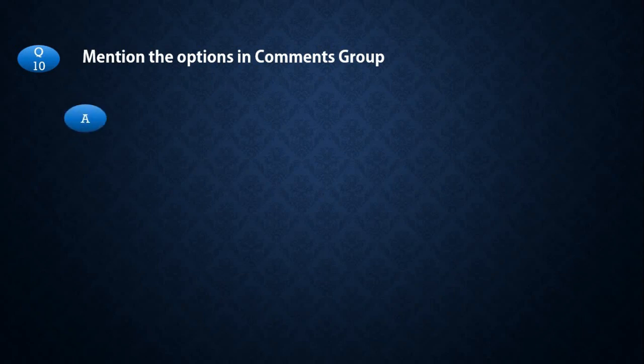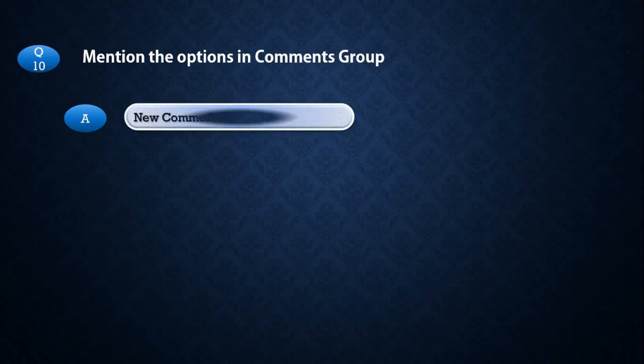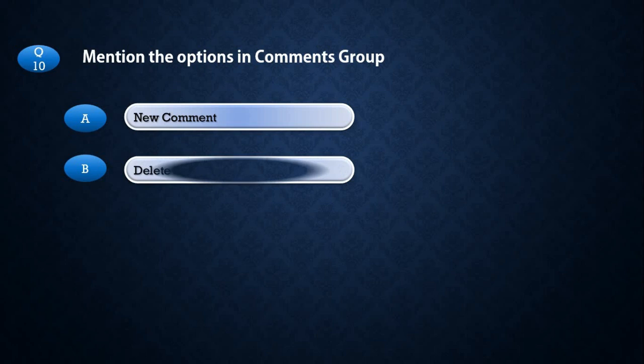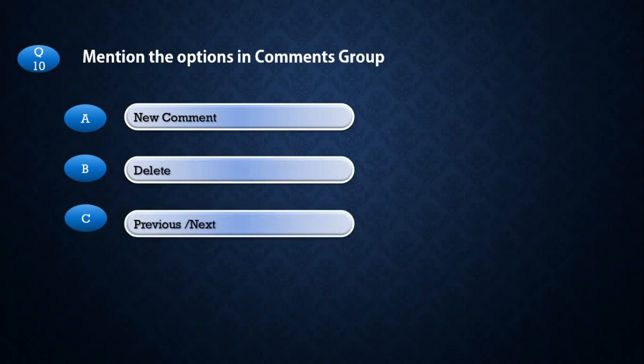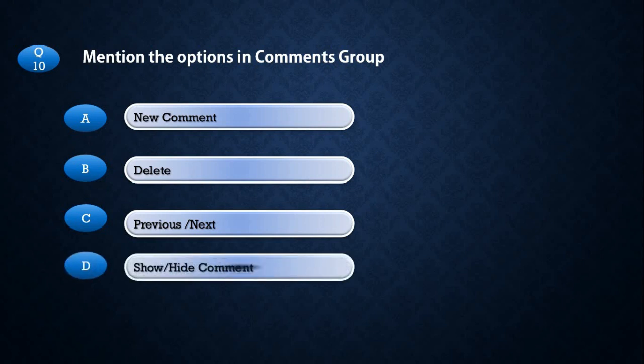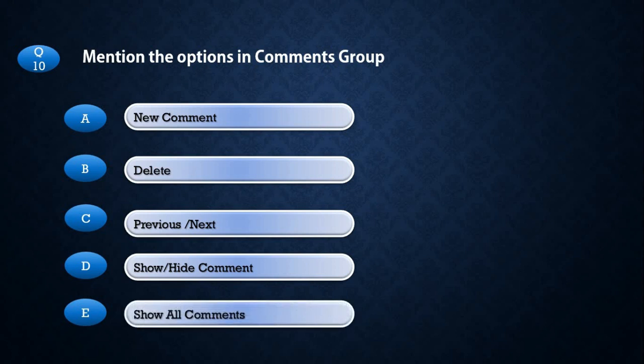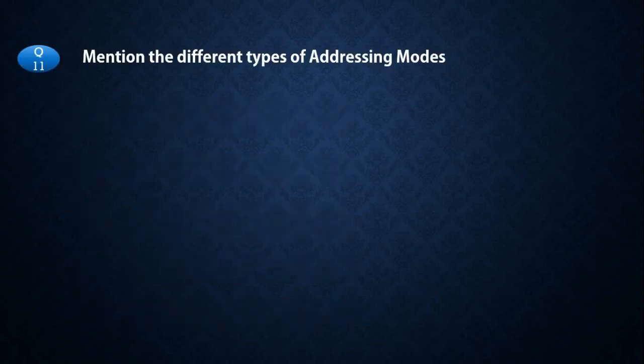So the answer for the next question, mention the options in comments group. So what are the options available in comments group? We have an option to add a new comment, to delete the comment, to move to the previous comment and to move to the next comment, show or hide comment and show all comments. Next question, mention the different types of addressing modes.